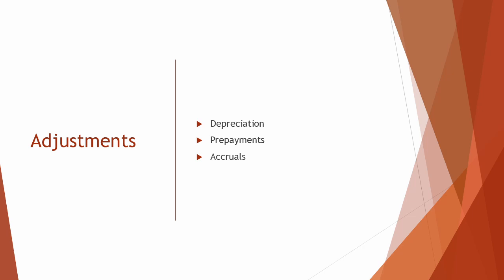Prepayments are expenses paid in advance, while accruals are expenses incurred but not yet paid. A statement of comprehensive income is adjusted for prepayments and accruals by reducing expenses for prepayments and increasing expenses for accruals to ensure that only costs relating to the accounting period are recorded.